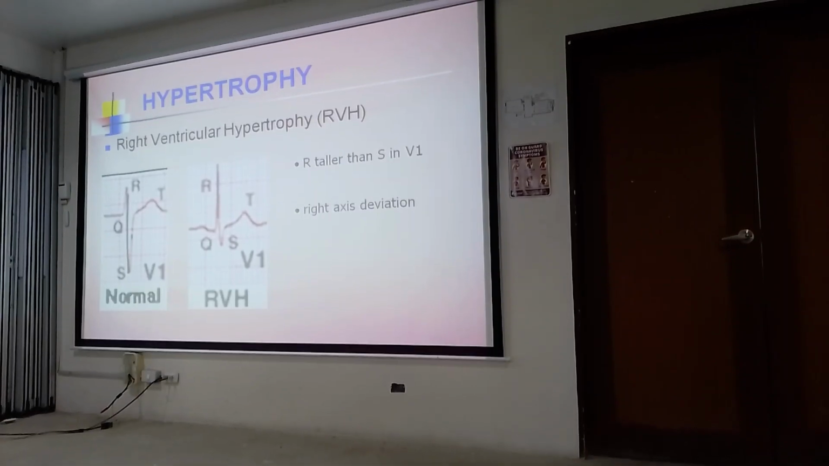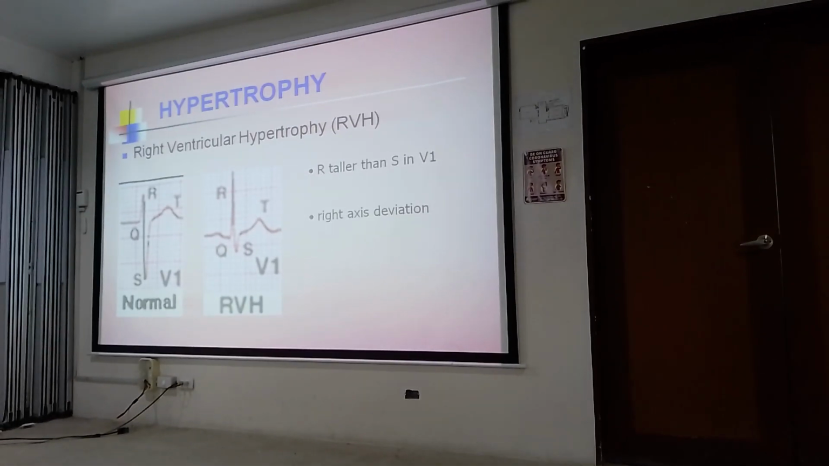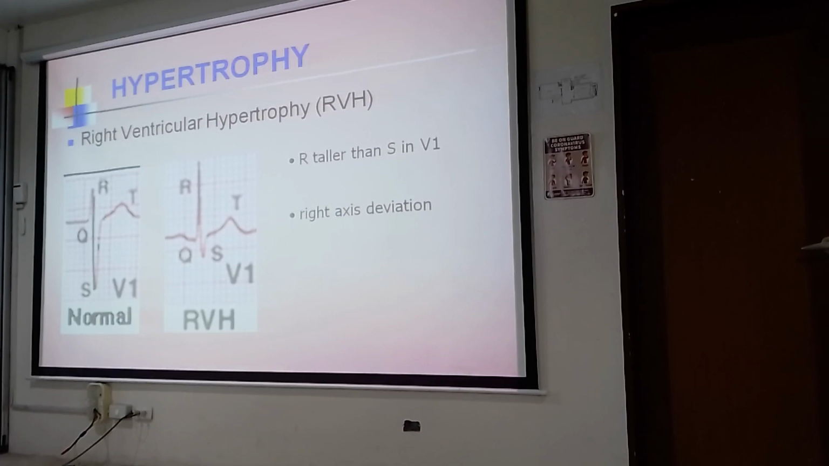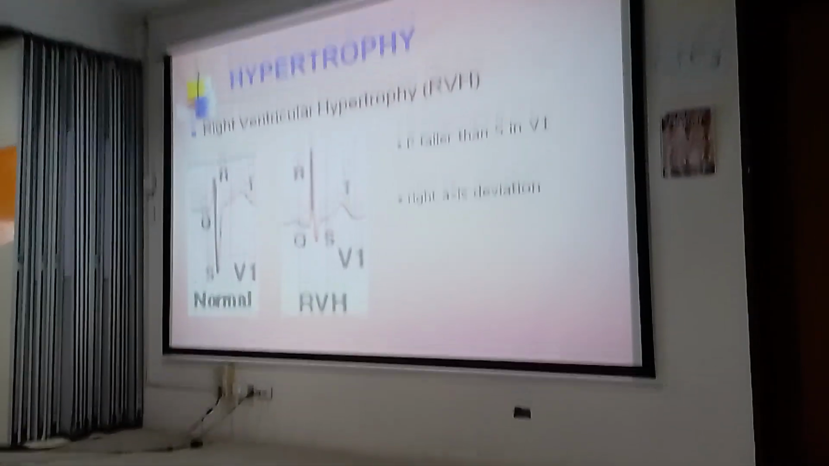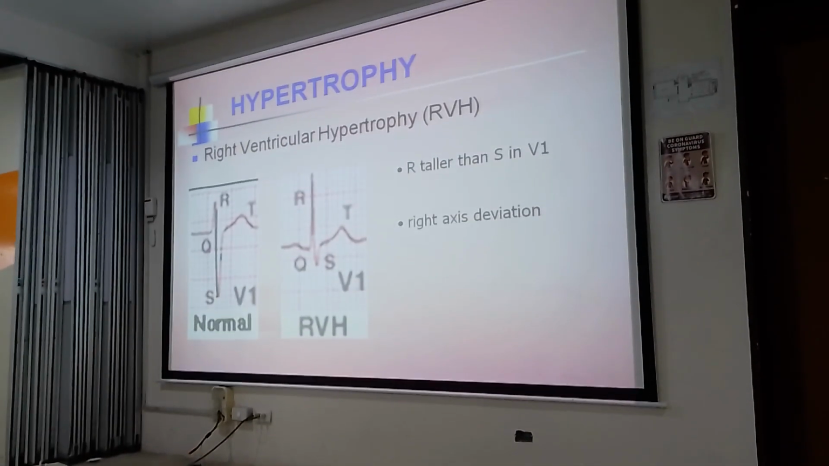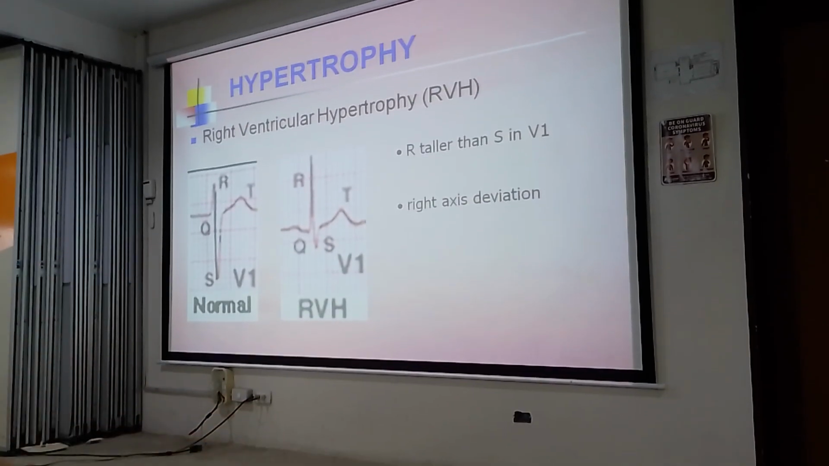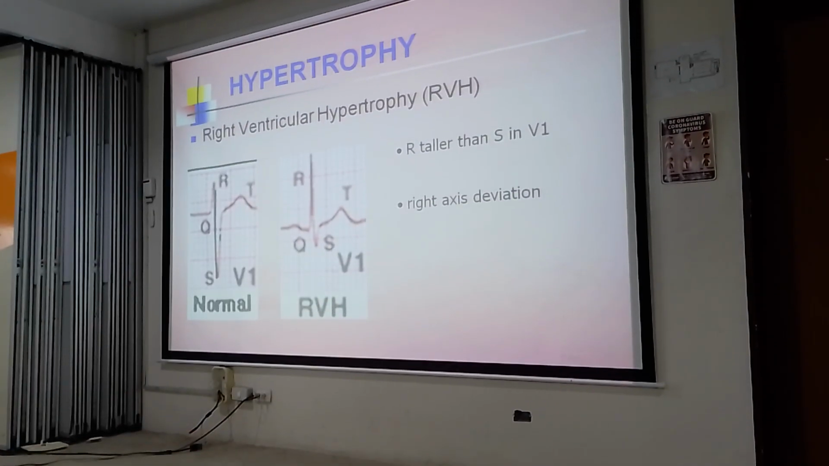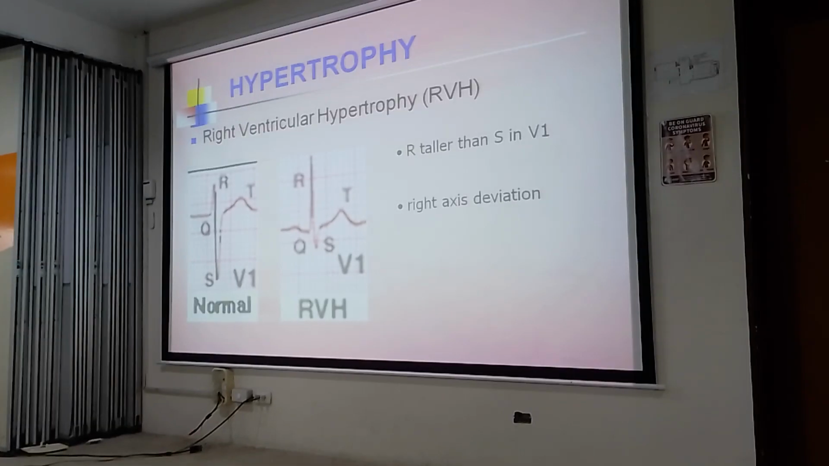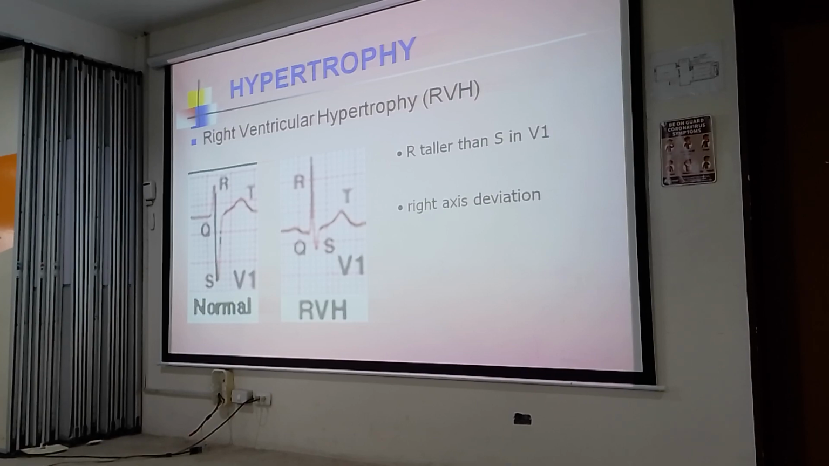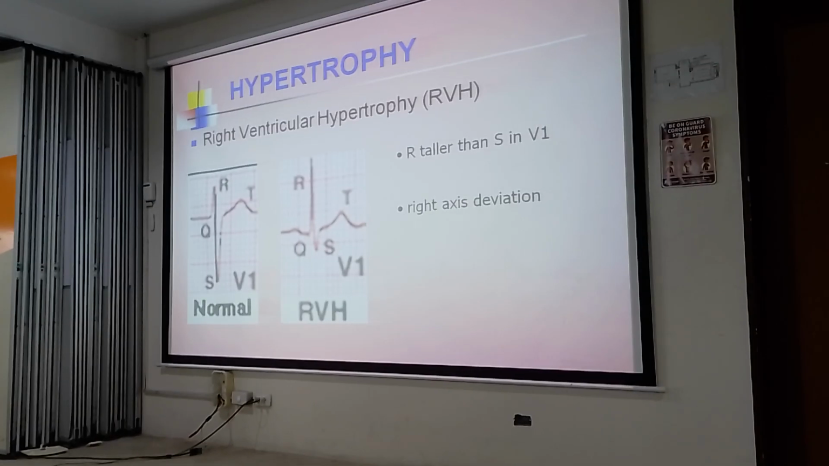much deeper than the height of the R in V1. In right ventricular hypertrophy, you have the R lower than the S. But there are exceptions. You can have this one RVH pattern in a tall, lanky individual. A very tall, lanky person may show this kind of ECG, but he has no true RVH. So there are always exceptions.